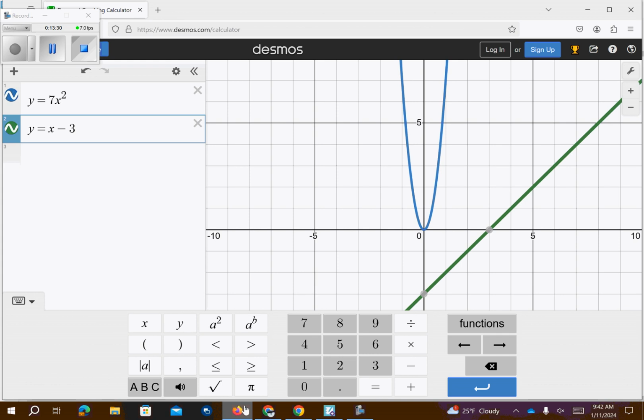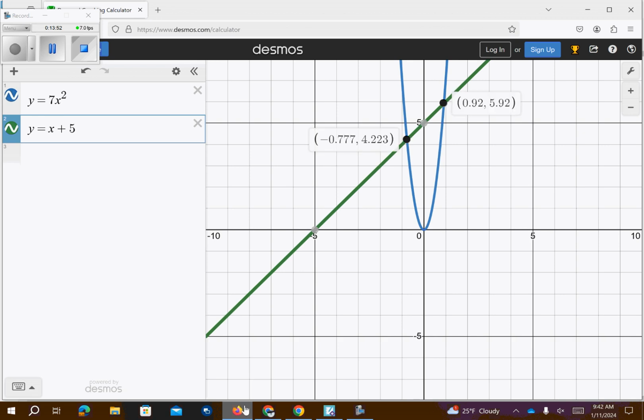Now, let me do one that does have a solution. Okay, so I'm going to just back up on this. And I'm going to go plus 5. Okay? So this does have a solution. This has two solutions, in fact. It has a solution here and it has a solution here.